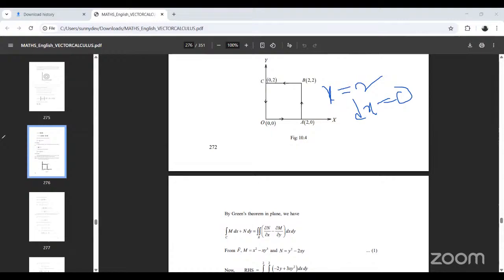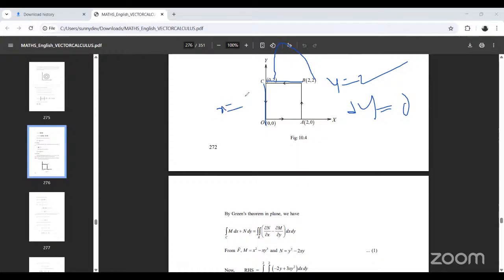Next, here, BC. Y values are not changing, so y equal to 2. Then dy becomes what? 0. Next come to CO. On CO, x values are not changing, so x equal to 0, then dx becomes 0.